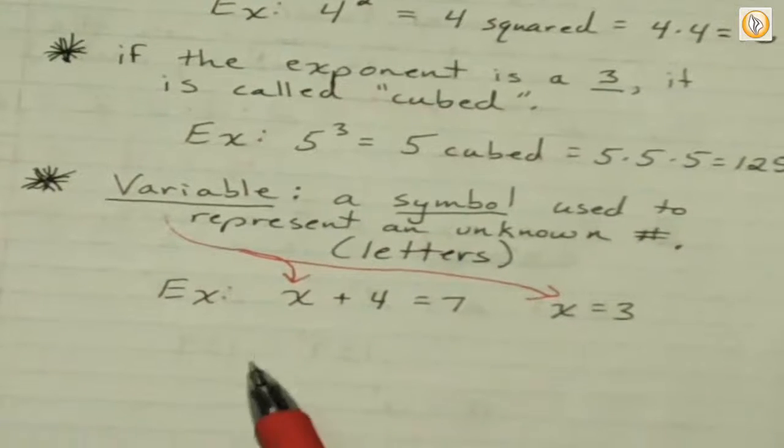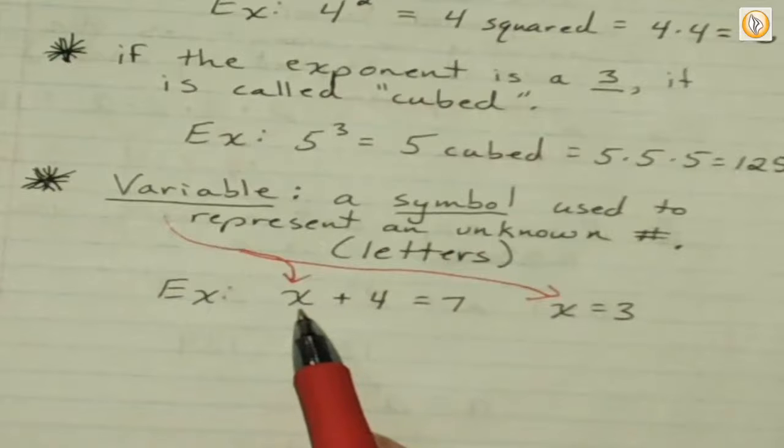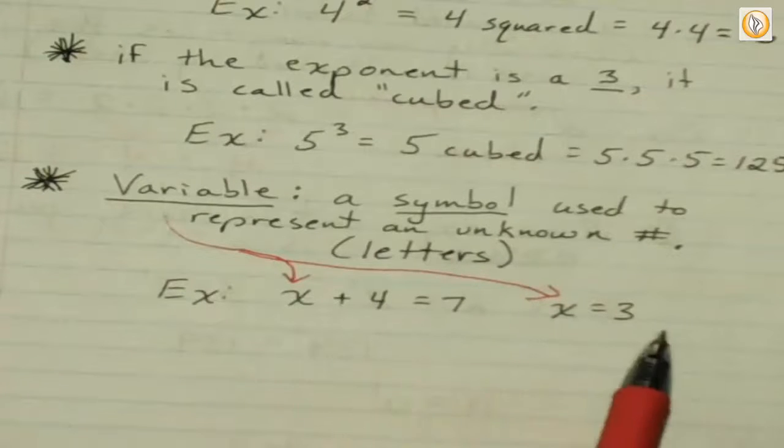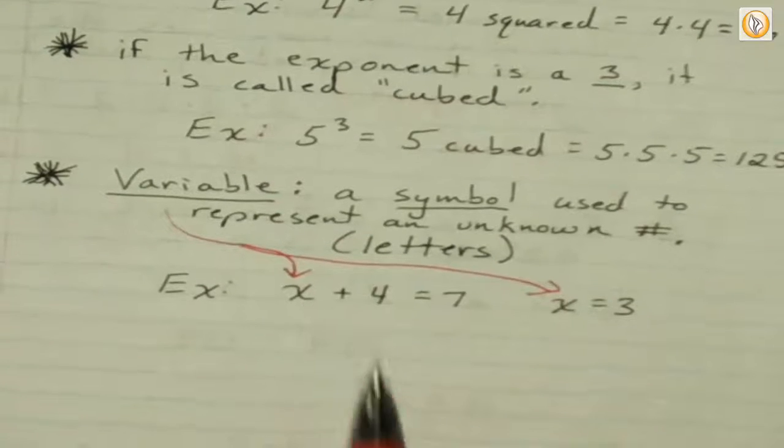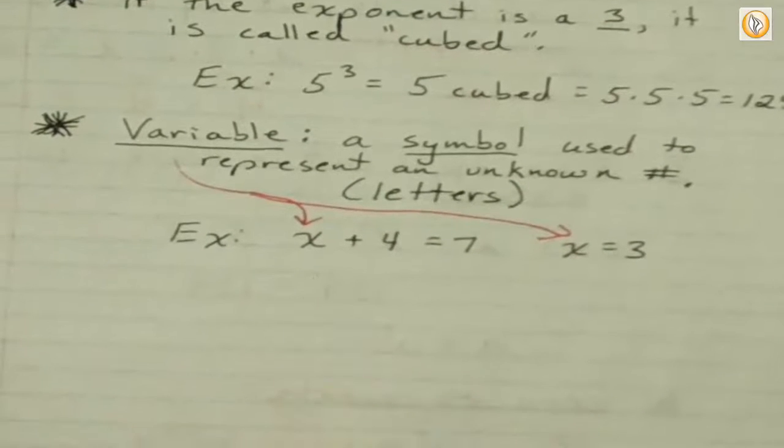It is a symbol used to represent an unknown number. We don't know what x is. Well, yeah, we do because we can figure it out. But we may not always know. There's going to be times in algebra that we have no idea what the letter is, and that's okay. Sometimes in algebra, x could be anywhere from negative 50 to positive 50. It may not be just one number. It could be a whole range of numbers. But either way, x represents the unknown number.